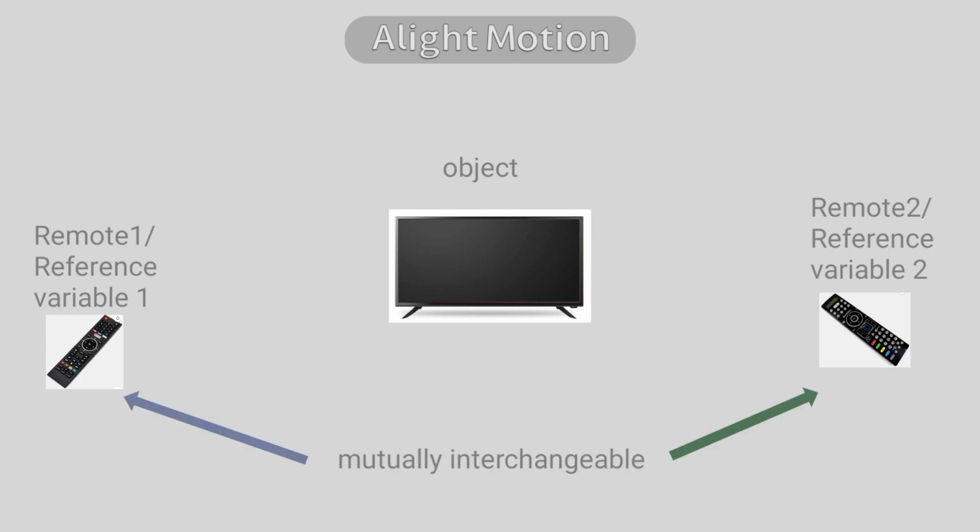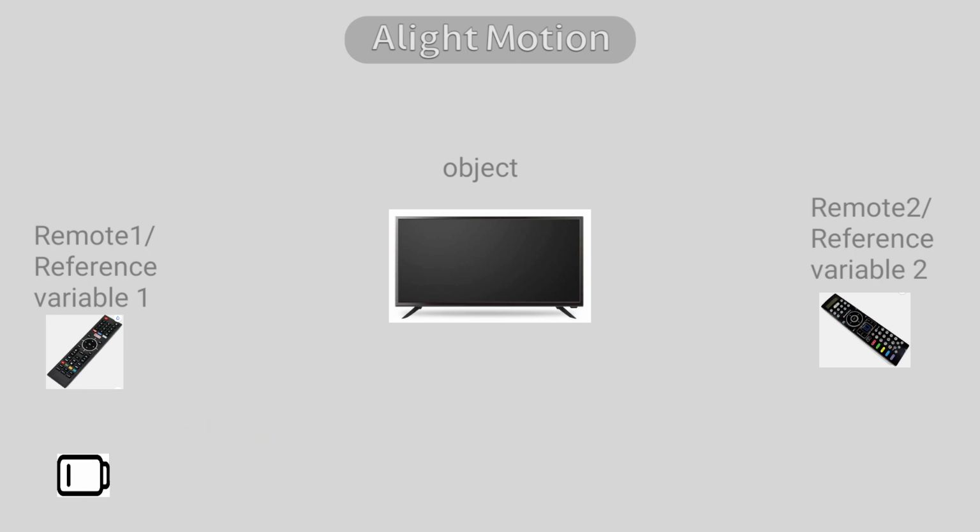Reference variable 1 is not associated with the object. Just like remote 1 and remote 2 are mutually interchangeable, reference variable 1 and reference variable 2 are also mutually interchangeable. If the battery of remote 1 dies, the TV won't die. Similarly, if reference variable 1 is lost, the object is still there. Just like remote 1 can point to TV 2 and remote 2 can point to TV 1, similarly reference variable 1 can point to object 2 and reference variable 2 can point to object 1.